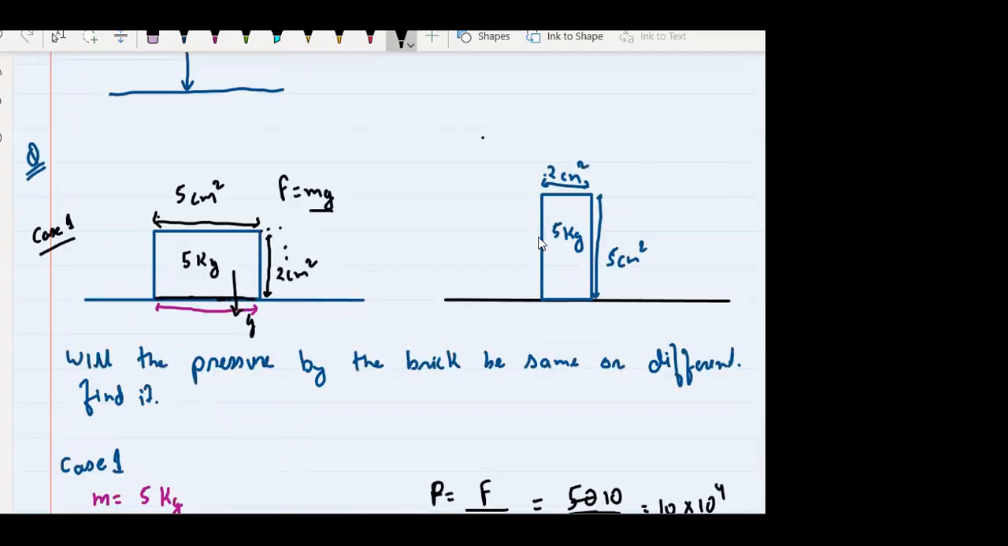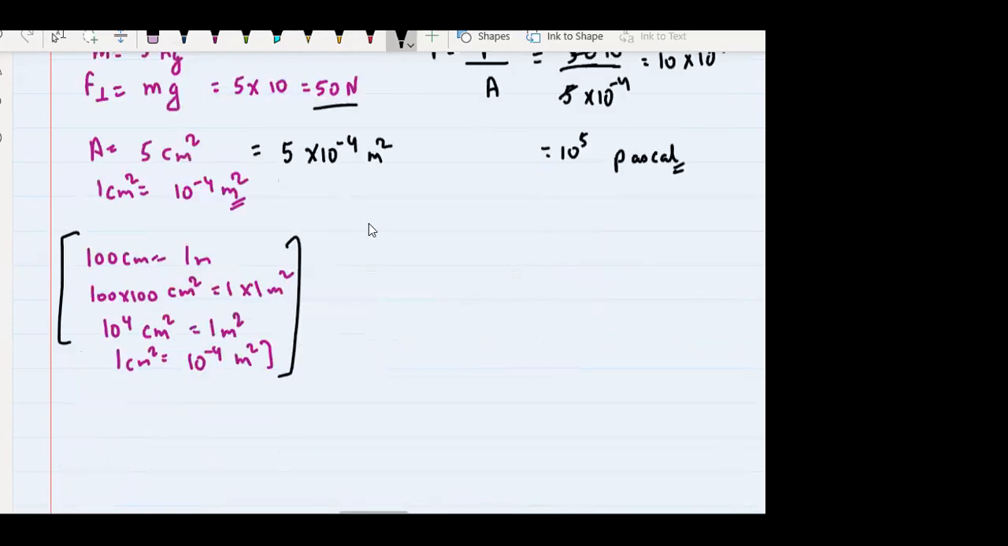What has changed in case 2? Tell me, what has changed in case 2? Sir, the area has changed. Yes. So now the area is 2 centimeters square. Yes or no? Right? Anyone have any doubt in this? So let us write case 2.